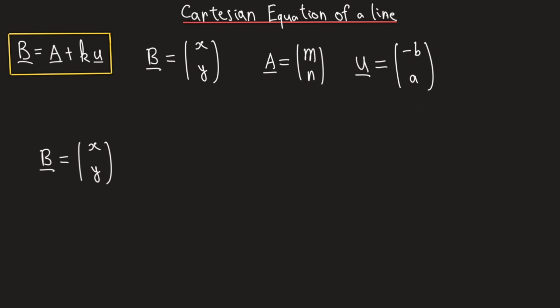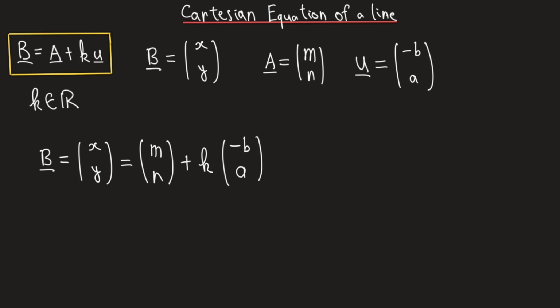Using these 4 expressions, we can finally write down the Cartesian equation of a line. And first of all, using our vector equation here, we can replace the coordinates of b using the expression. So first, I will write down the coordinates of a, which are m and n. And moreover, we have our ku over here. And remember, k is just a real number, and so it can be either a fraction, an integer, and so on. Therefore, we write k, and then we replace u by its coordinates, which are minus b, a.